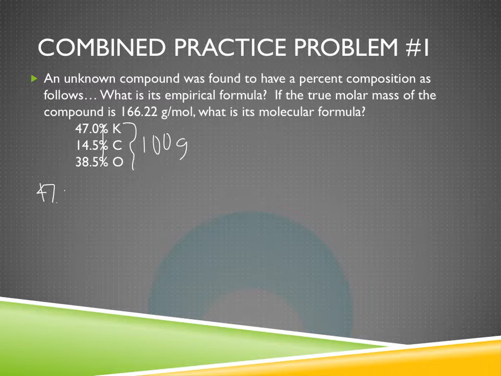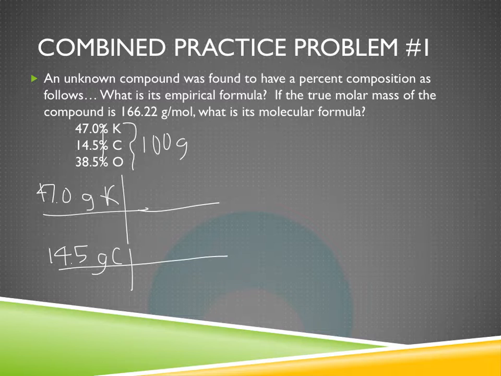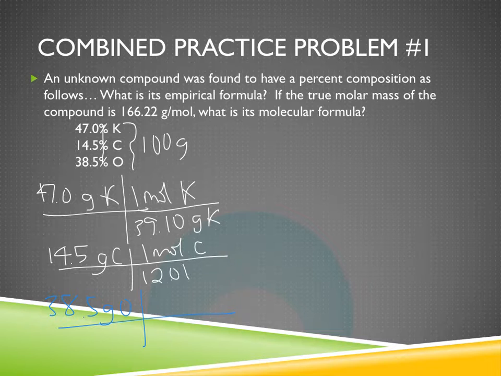So 47.0 grams of potassium, 14.5 grams of carbon, and 38.5 grams of oxygen. Alright, so 1 mole of potassium is 39.10 grams of potassium. 1 mole of carbon is 12.01 grams of carbon. And 1 mole of oxygen is 16.00 grams of oxygen.